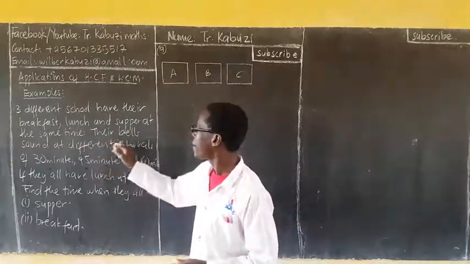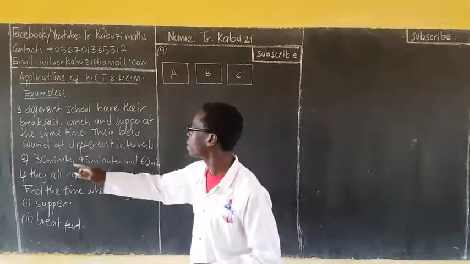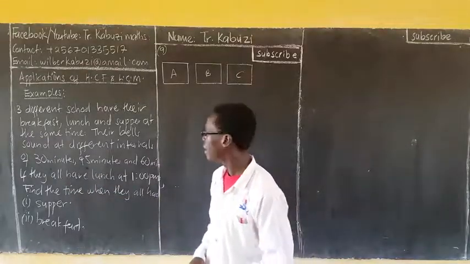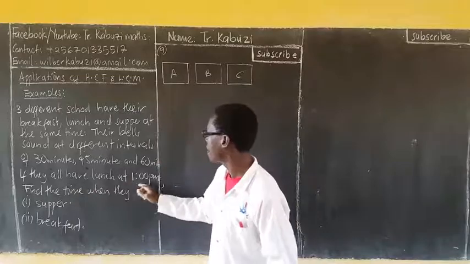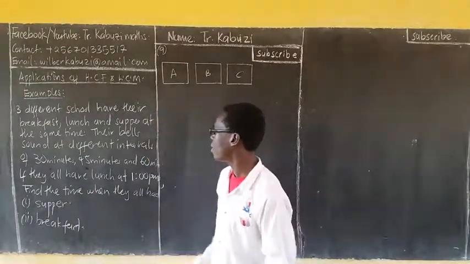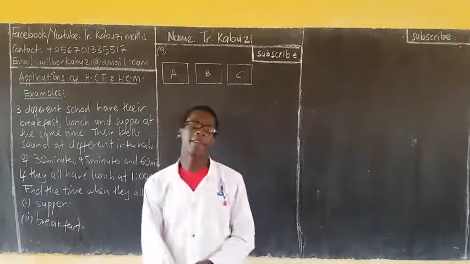Now, here we have three different schools that have their breakfast, lunch and supper at the same time. Their bells sound at different intervals of 30 minutes, 45 minutes and 60 minutes. If they all have lunch at 1 p.m., find the time when they all had supper, then breakfast.